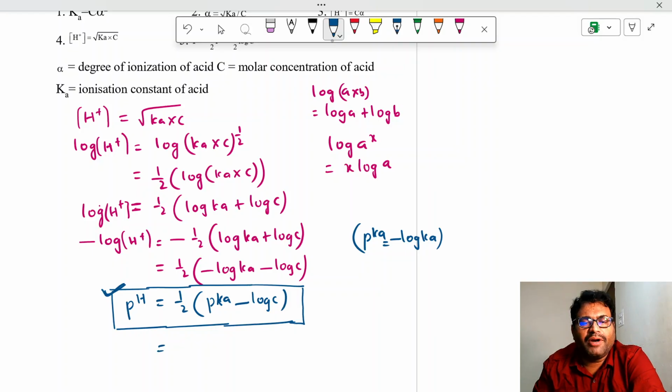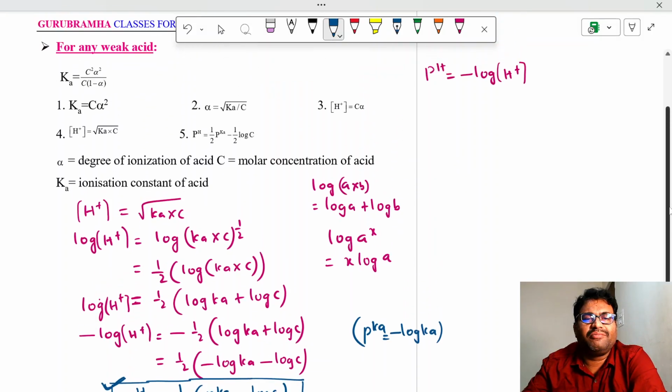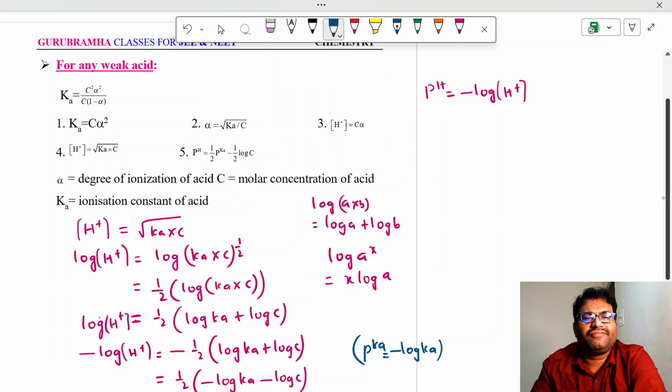Or if you multiply half on both sides, then what you get? Half pKa minus half log C. Okay, hope you are understanding this. So this is the formula to calculate the pH of a weak acid. So for any weak acid, these are the formulas.